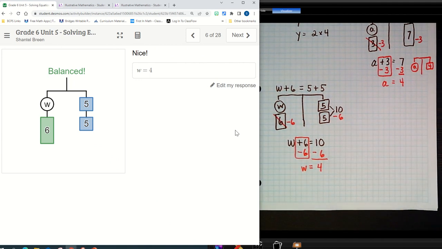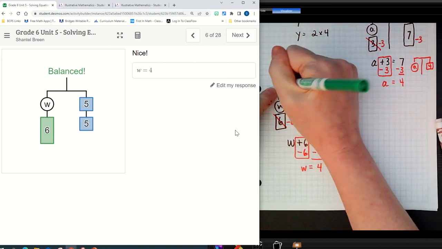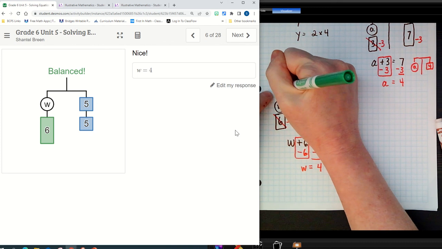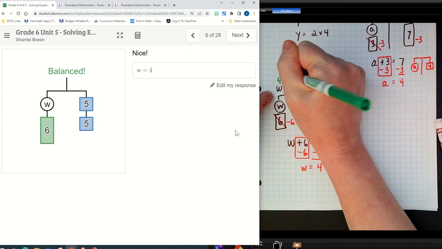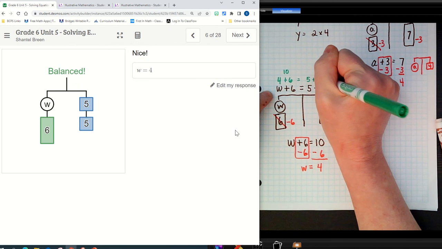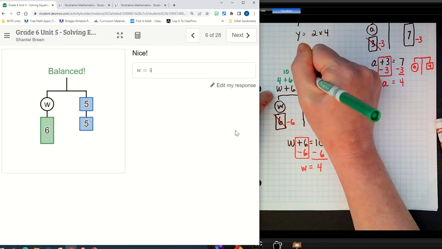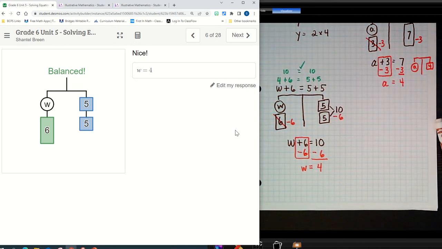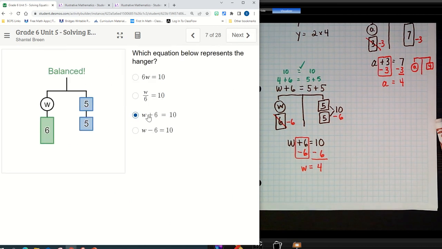Again, let's try it out. Let's go back to the original equation. Let's substitute 4 for W. 4 plus 6 is 10. And guess what 5 plus 5 is? 10. So we have 10 on both sides. It works out. And here it is, balanced. Go over here, W plus 6 equals 10.